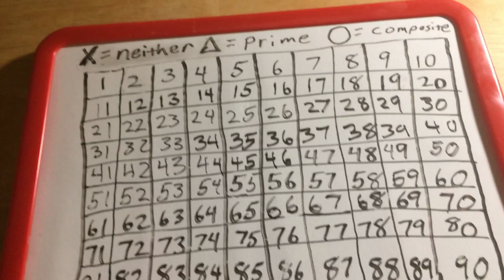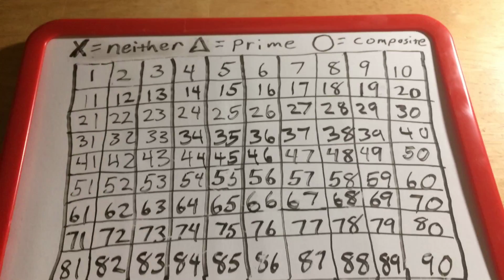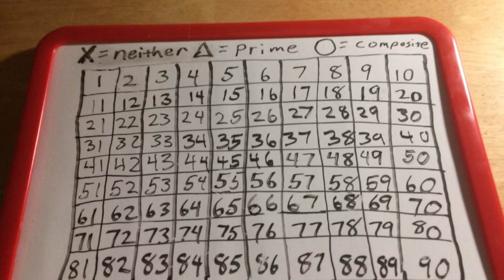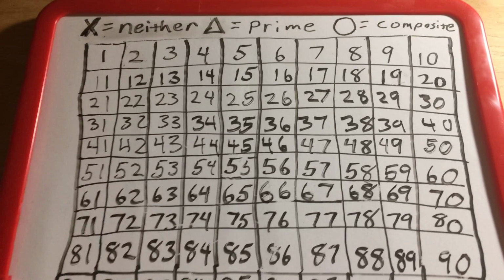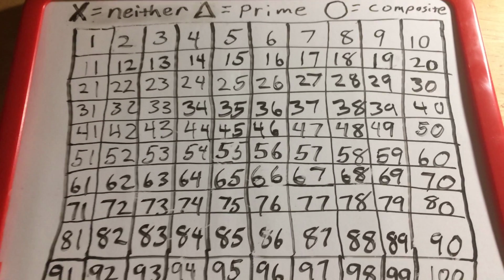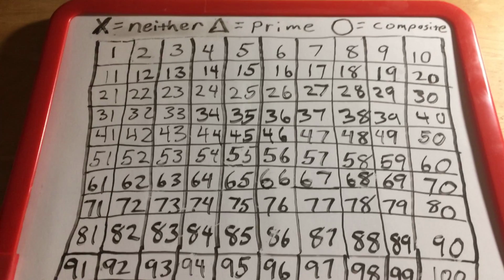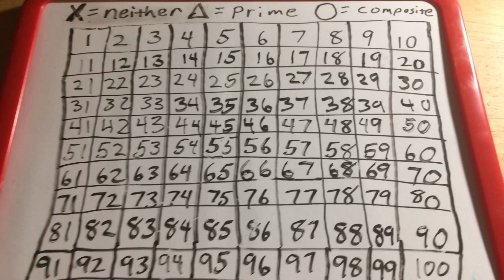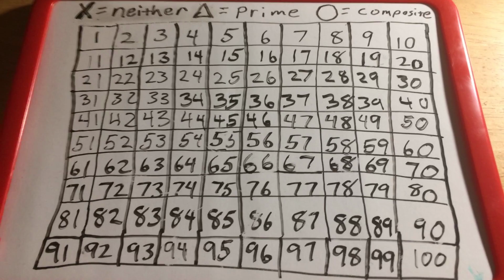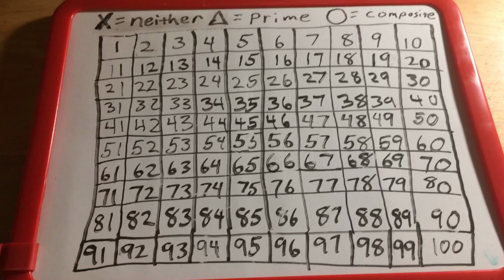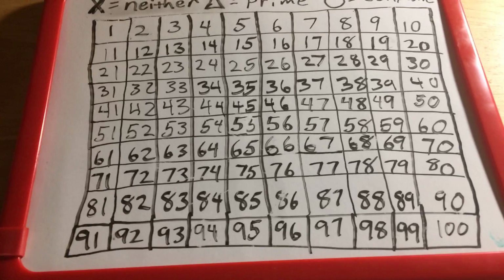And with that 100 chart, you can go through as you learn the techniques, and we're going to talk about the different types of composites that we need to look for in the first 100 numbers. Obviously, prime numbers go on forever, but you do not have to know all that. In 4th, 5th grade, you just need to know the first 100.